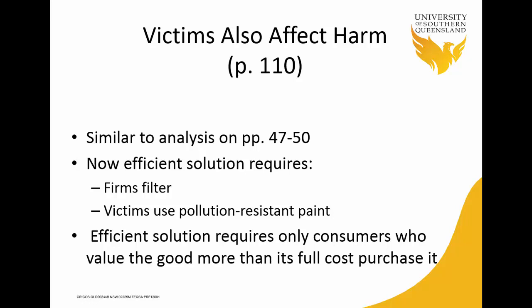Now the efficient outcome for our example here in chapter 13 is what? That the firms are going to filter. The firms are going to choose to install the filters, but the efficient solution is also for the victims to use this pollution resistant paint. So now the efficient solution requires only consumers who value the good more than its full cost to purchase it. Why is that? It's because of this added cost of the pollution resistant paint.